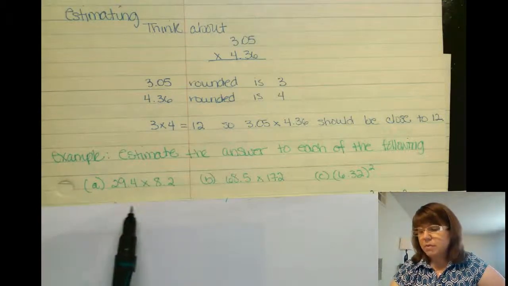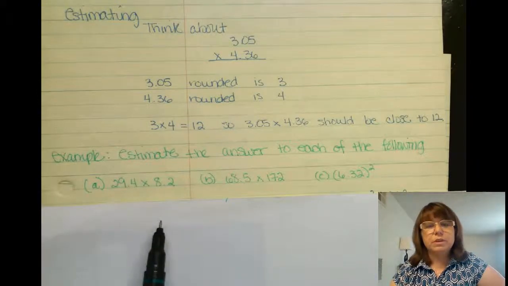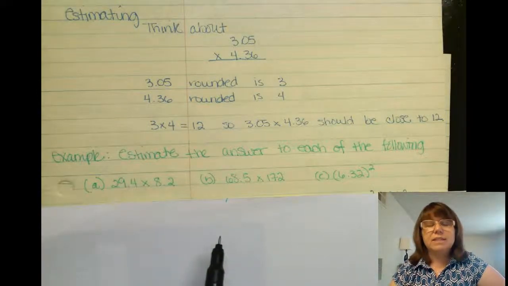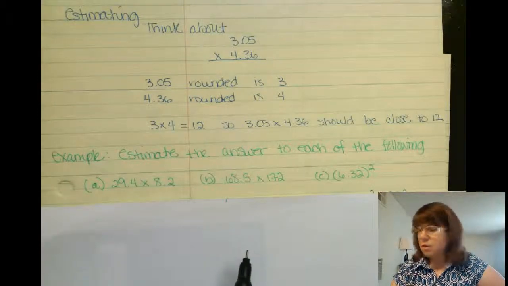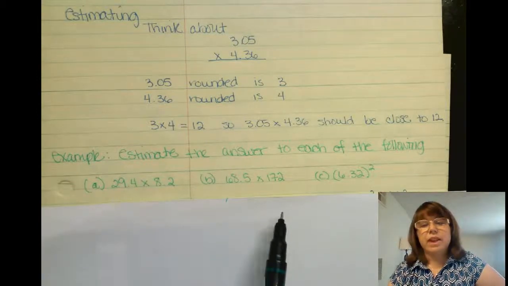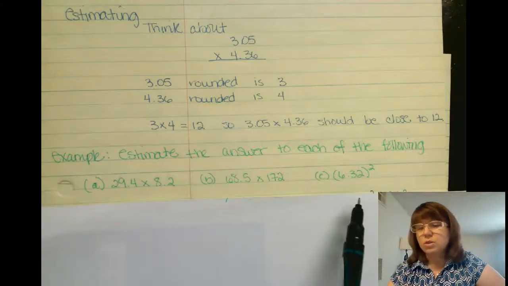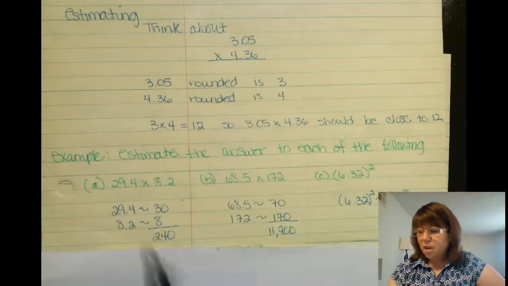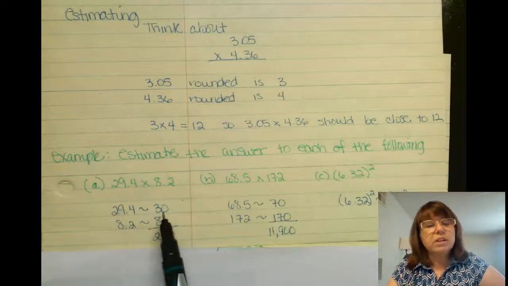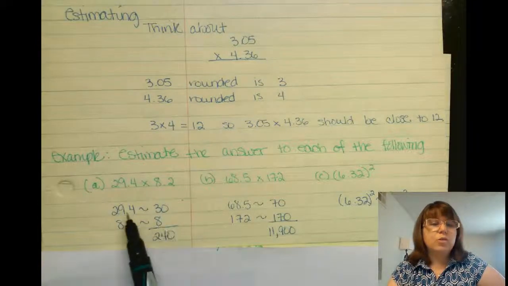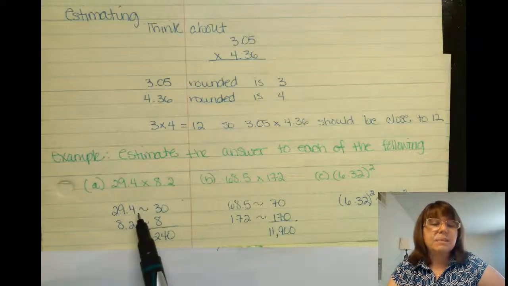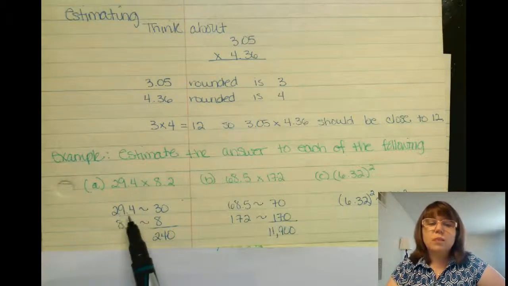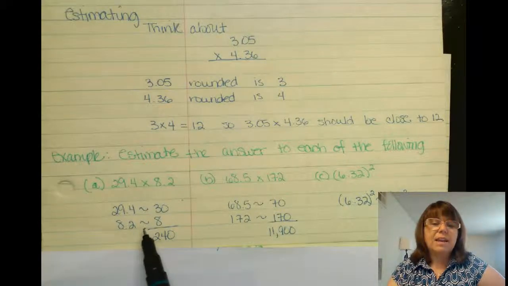So 29.4 times 8.2. 68.5 times 172. And 6.32 squared. So let's just take these one at a time. Well, 29.4 is really close to 30. I know normally we would round up, but I'm just estimating, I'm not rounding. So 29.4 is very close to 30, and 8.2 is close to 8. So 30 times 8 is 240.